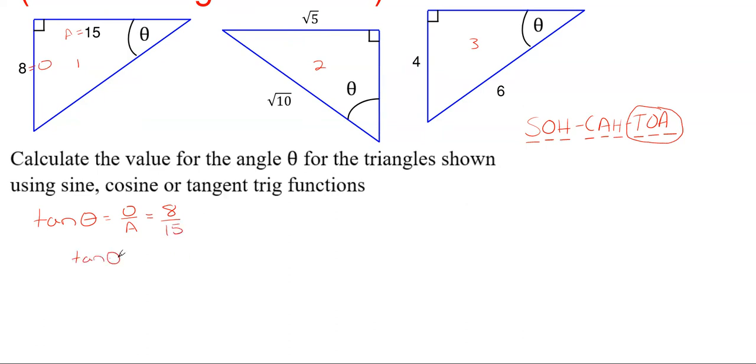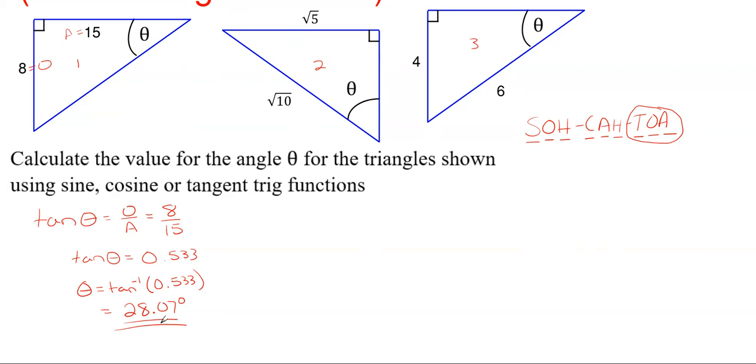So we would have tangent theta is equal to 8 over 15, in decimal form 0.533. And then utilizing our inverse function, tangent inverse of 0.533, that would give us an angle of 28.07 degrees. Keep in mind a few things here. If you plugged in tangent inverse of 0.533 and you got a different number other than 28.07, your calculator might be in radians, so you want to switch that over to degrees.